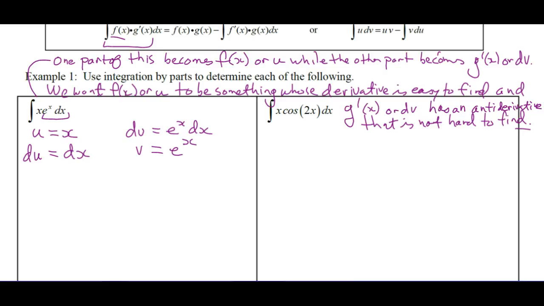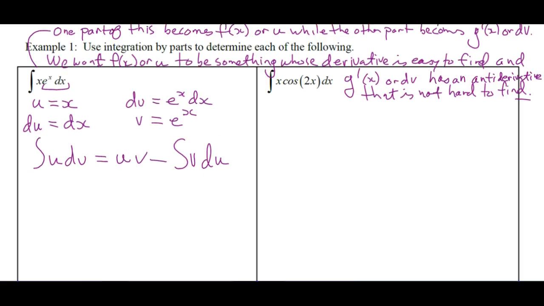Okay, and now all we do is we write out the formula. It's on the formula sheet. It says that the integral of u dv is equal to u times v minus the integral of v du. Okay, so at this point it's just a substitution into the formula. So the integral we want to find is equal to the function u, which is x, times v, which is e to the x, minus the integral of v, which is e to the x, times du, which is dx.